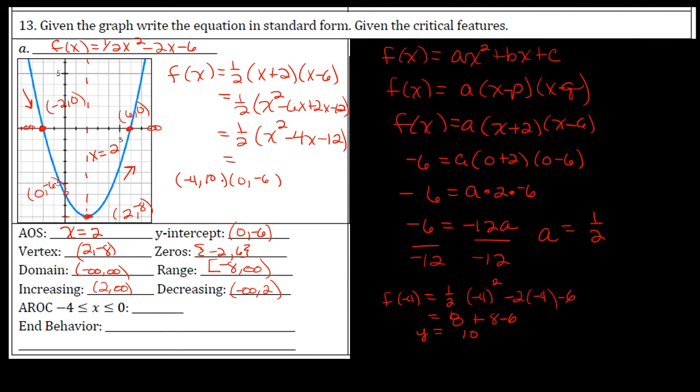So I have my 2 points, and AROC is just finding the slope of your secant line between negative 4 and 0 of this graph. So we're going to do y2 minus y1 over x2 minus x1. And I get negative 4. So the AROC is negative 4. My end behavior: as x approaches negative infinity, f of x approaches positive infinity. As x approaches positive infinity, f of x also approaches positive infinity. They both go up.